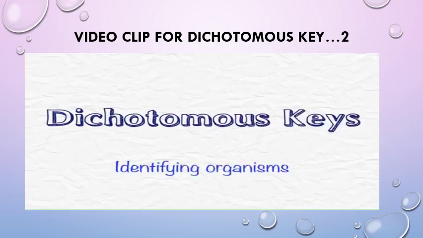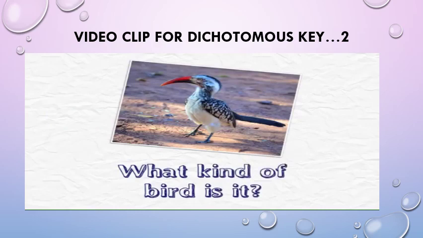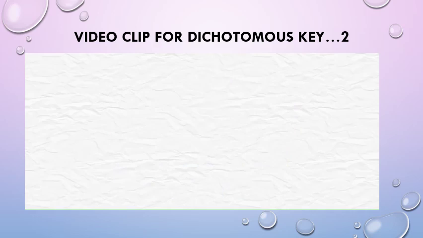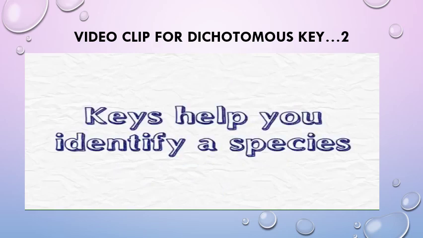Dichotomous keys are something you'll find yourself using a lot in biology. A good example of how they're used is maybe you're looking at a picture of an organism and you want to find out what it is. Keys help you to identify a species.